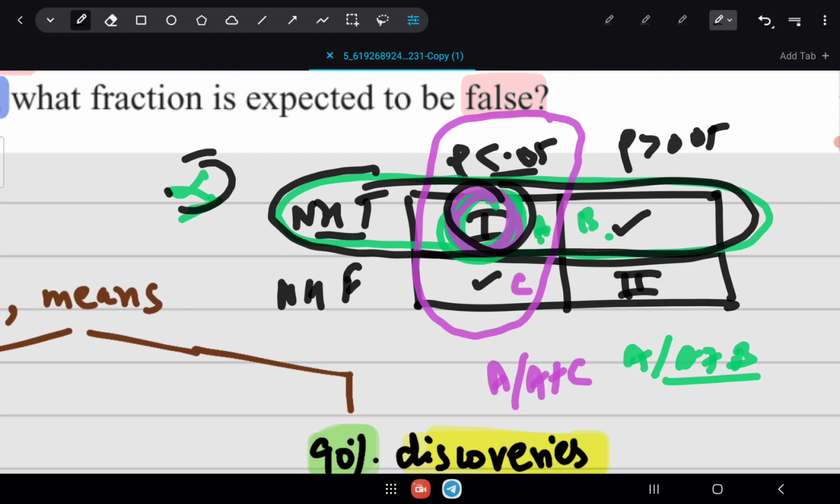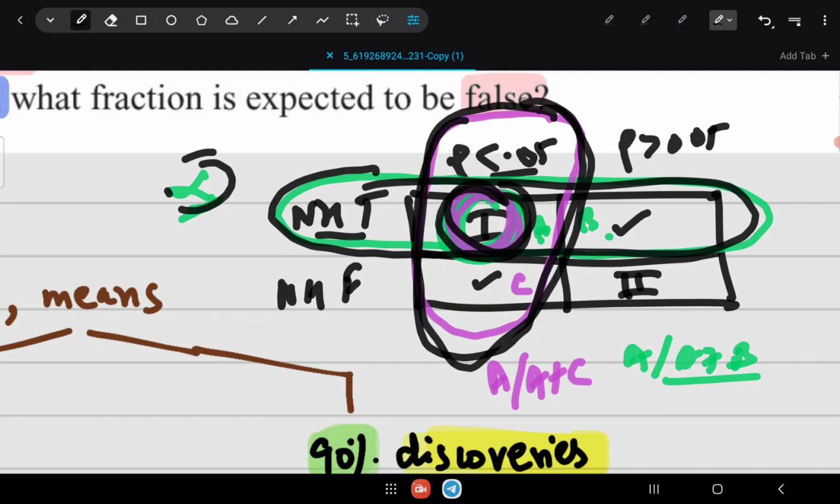But what is false discovery rate? False discovery rate asks, if I have received a significant p-value, if my p-value is significant, what is the probability that I have committed a mistake? It means that in reality the null hypothesis is true.